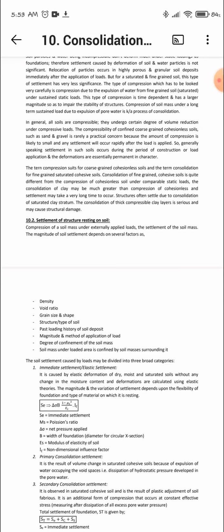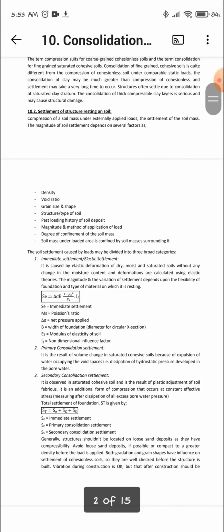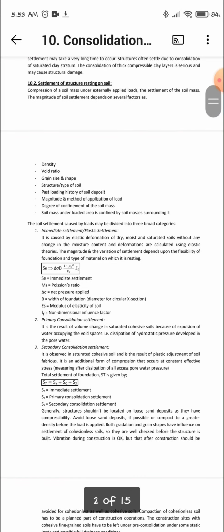The magnitude of soil settlement depends on several factors such as density, void ratio, grain size and shape, structure, type of soil, past loading history of soil deposit, magnitude and method of application of load, and degree of confinement of the soil mass. Soil mass under a loaded area is confined by soil masses surrounding it.